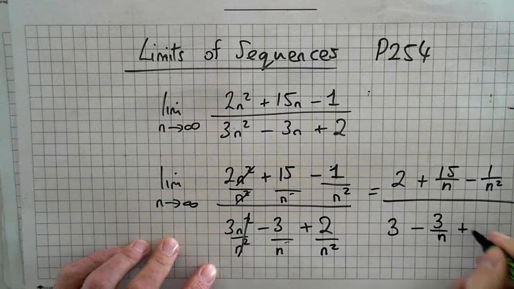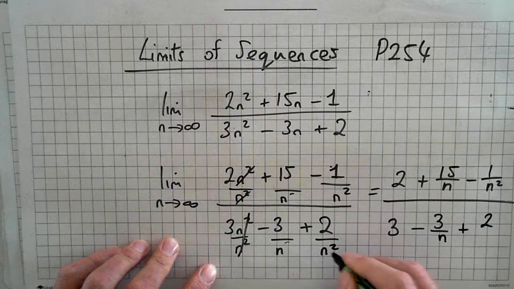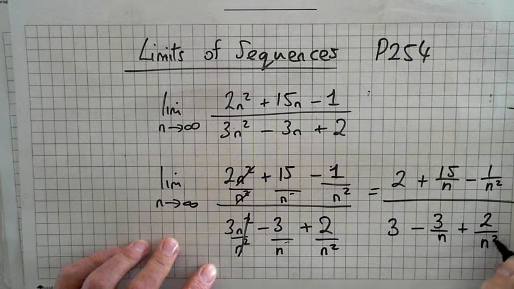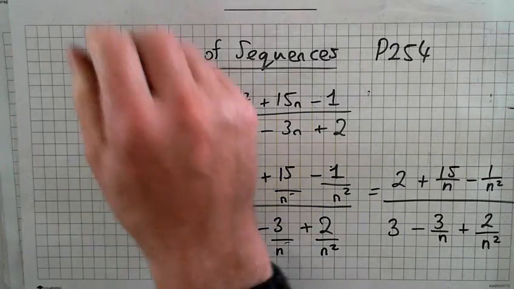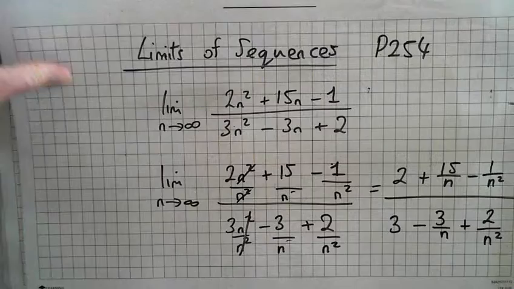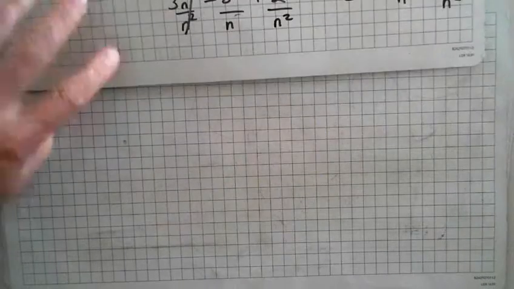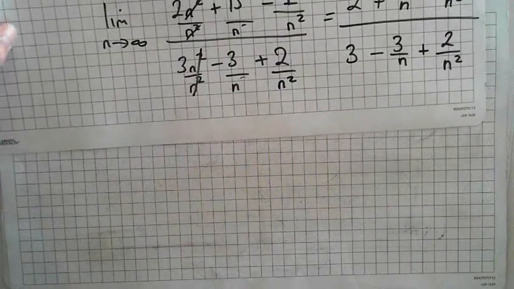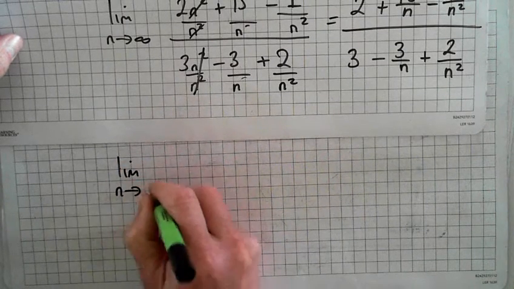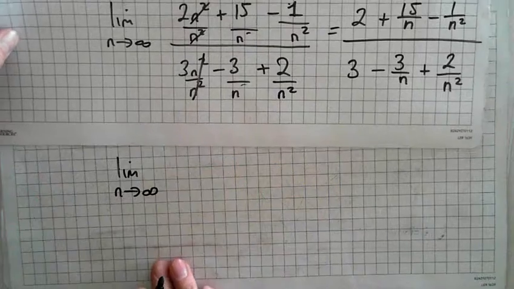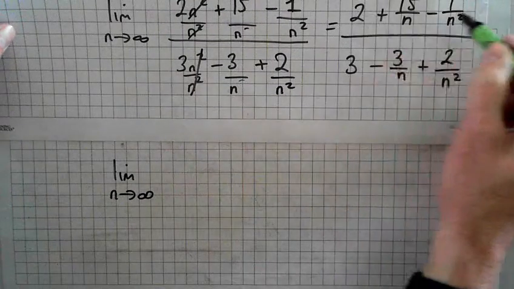And then we've got plus 2 over n squared. Alright, so that's the first step. Right, now you do what's called applying your limits. So you apply your limits. So the limit as n goes to infinity. Alright, so we're looking at this section over here.